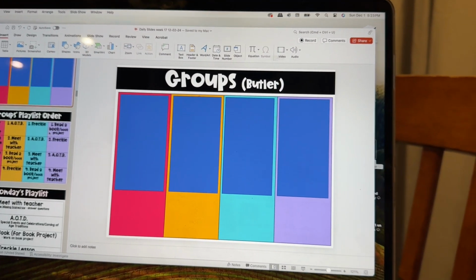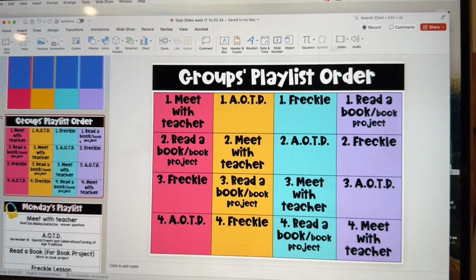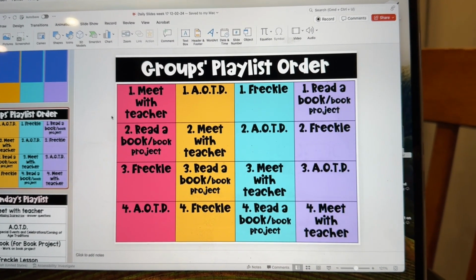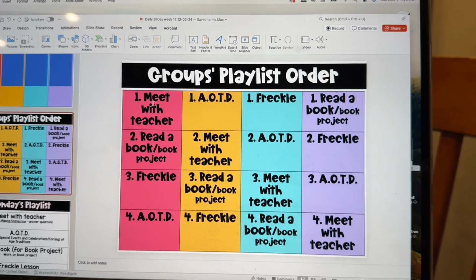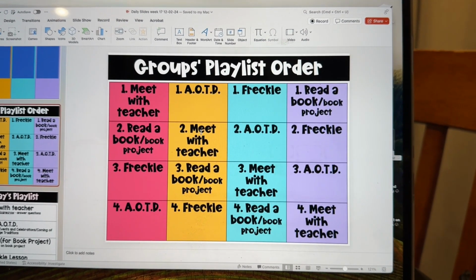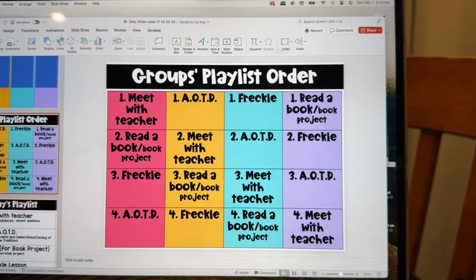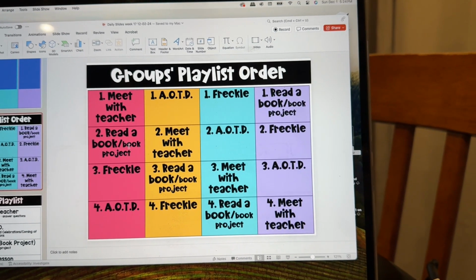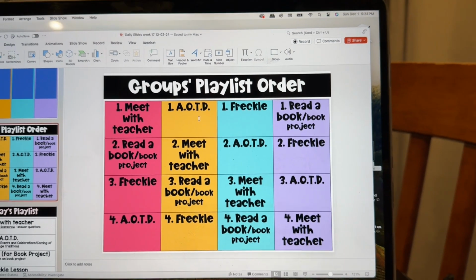And then our playlist order, this is how each of my groups does their tasks. So you can see if you follow the meet with teacher pattern, first I meet with red group, second I meet with orange, third I meet with blue, and then fourth I meet with my purple group. And then I just took these and pushed them down and then ended up at the top. I hope that makes sense.